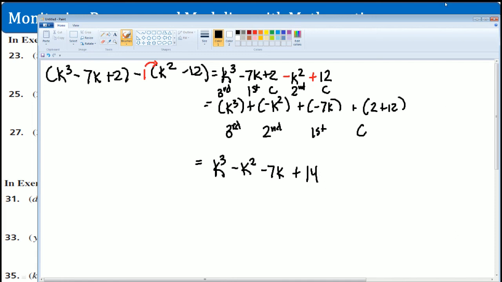Okay, this is a little bit harder because here you had 4 terms. All right. Okay, so I think that's it. Yep, there you go. Those are all how you add and subtract polynomials.